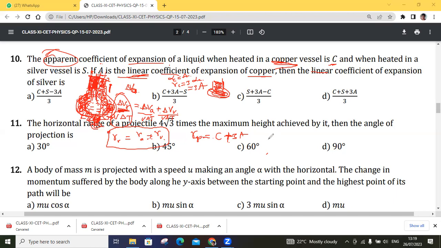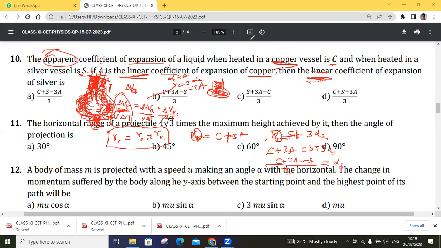Now gamma R is also equal to, you take now the steel vessel. For the steel vessel, the apparent coefficient is S plus the linear coefficient, 3 alpha of steel, right? Now they want alpha of steel. So what you can do is, gamma R and gamma R are the same, so equate these two equations. C plus 3A is equal to S plus 3 alpha S. So alpha S is C plus 3A minus S, divided by 3. Option B.